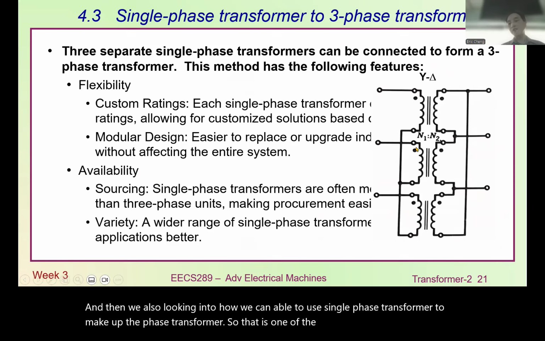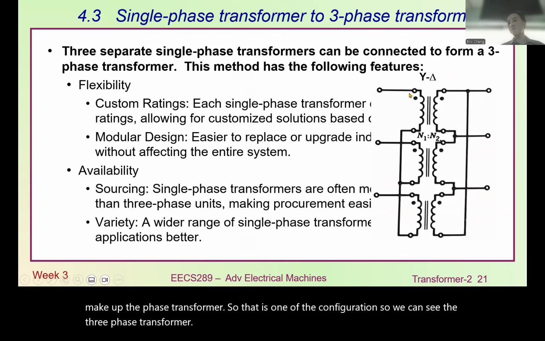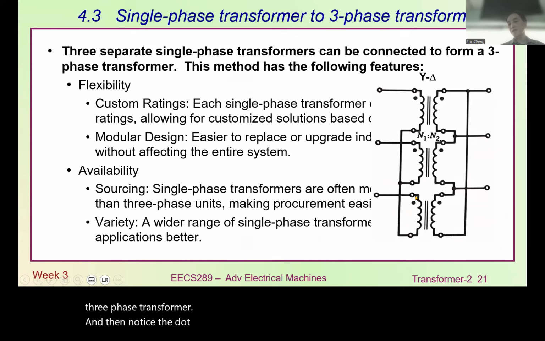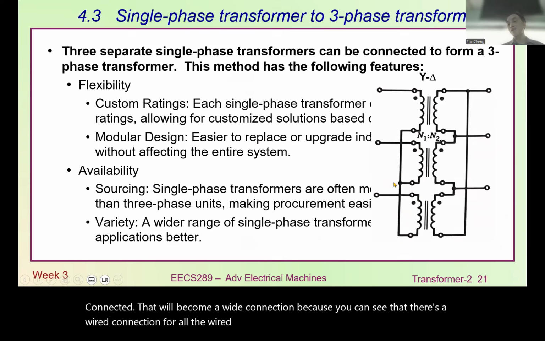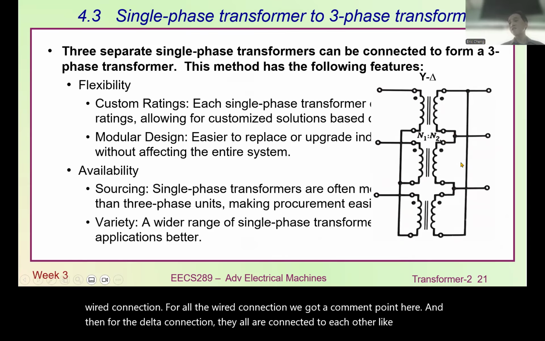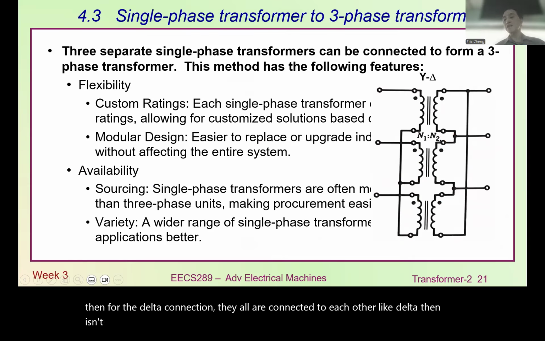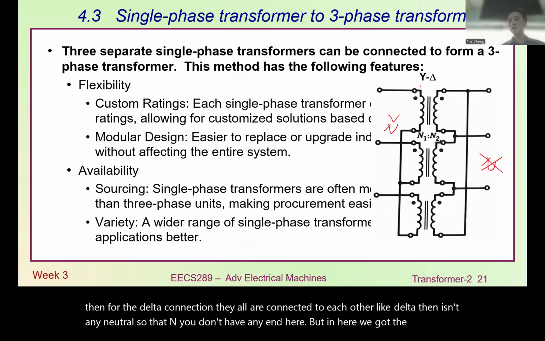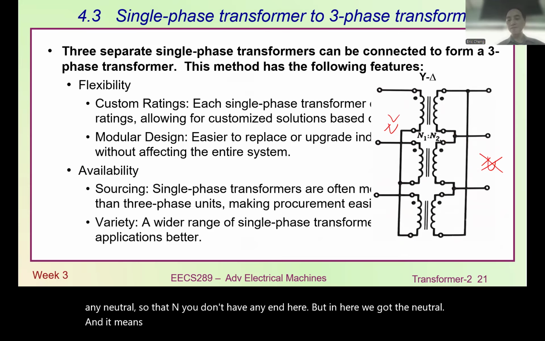So you can see the three-phase transformer, and then notice the dot rotation. And then the other side will be all connected. That will become a Y connection, because you can see that's a Y connection. For all the Y connection, we get a common point here. And for the delta connection, they are all connected to each other, like a delta. There isn't any neutral, so you don't have any N here, but in here we've got the neutral. N means the neutral here.